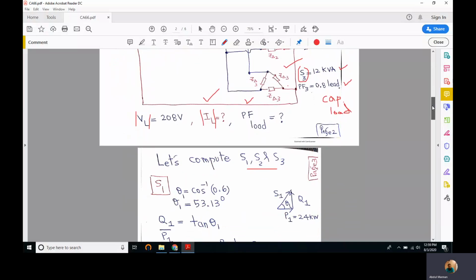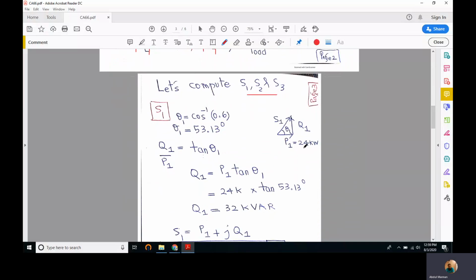We know that for load number 1 we are given power P1 is 24 kilowatt. To find S1, we know it's an inductive load, so the power triangle is like this. Q is positive. For a capacitive load, or for a load where we have a leading power factor, Q is negative and it is downwards. We know that. P1 is 24 kilowatts. So theta is also given, or it can be computed. It's given that the load has a 0.6 power factor lagging. So theta would be cosine inverse of 0.6, which comes out to be 53 degrees. So this theta 1 is 53 degrees.